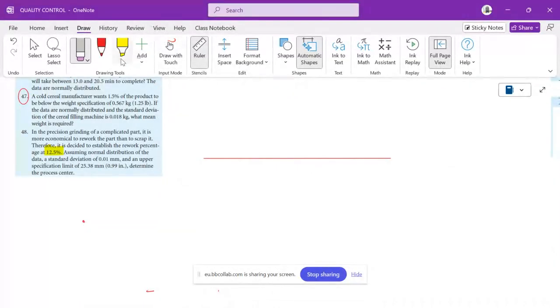So now we have the 12%. It's what they're planning to rework. 12% of rework rate. It is said that in precision grinding of a complicated part, it is more economical to rework the part than to scrap it. Therefore, it is decided to establish the rework percentage at 12.5%.